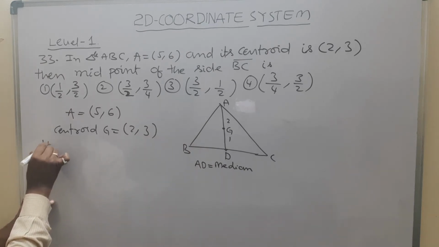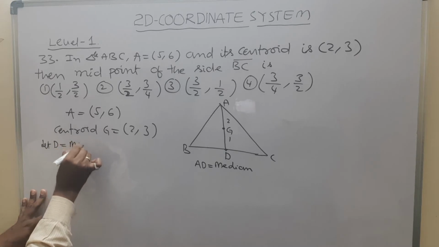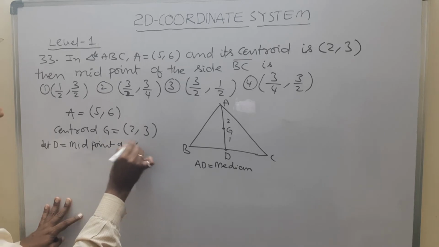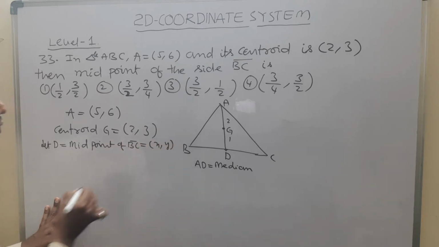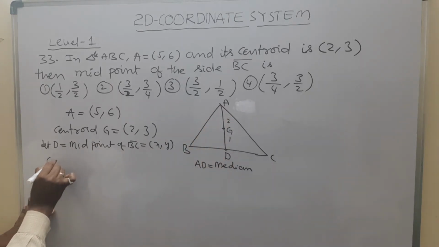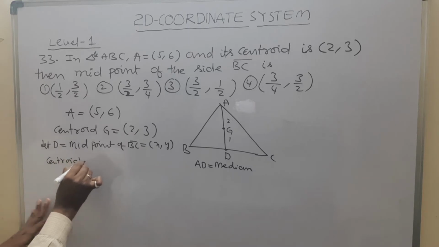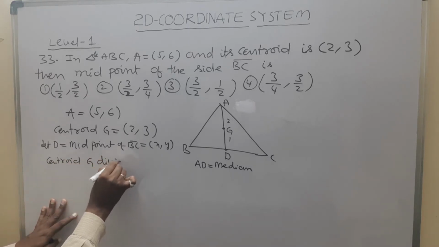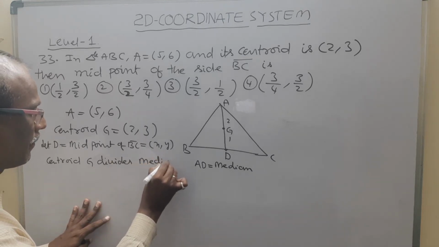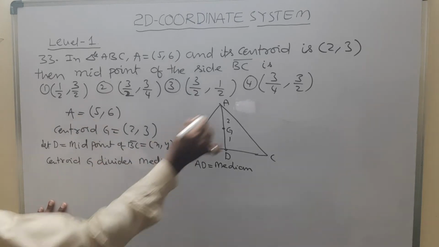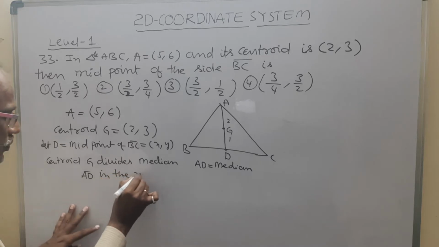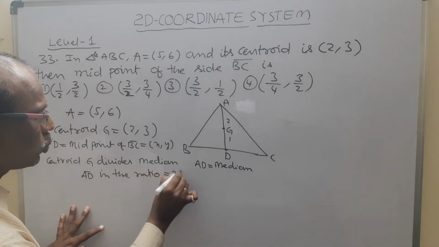Let D, the midpoint of BC, be equal to (x, y). Here AD is the median. Centroid G divides median AD in the ratio 2:1.